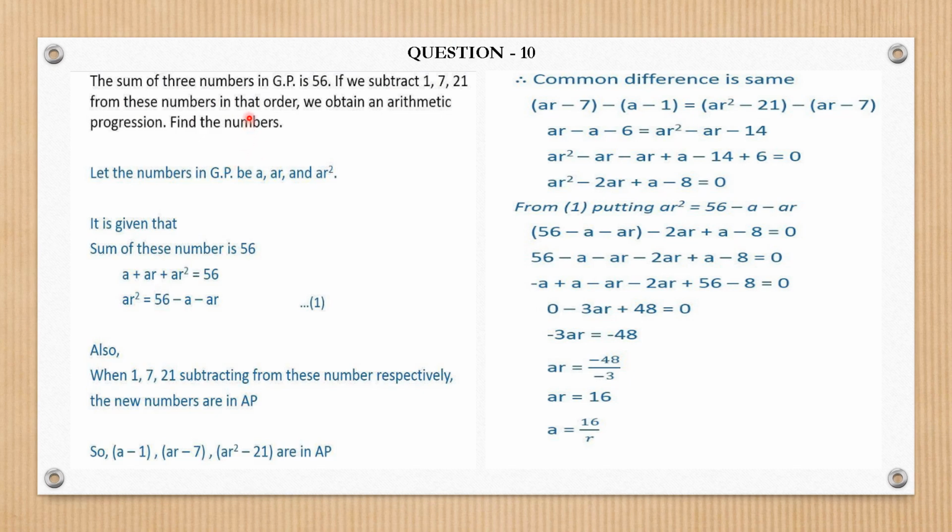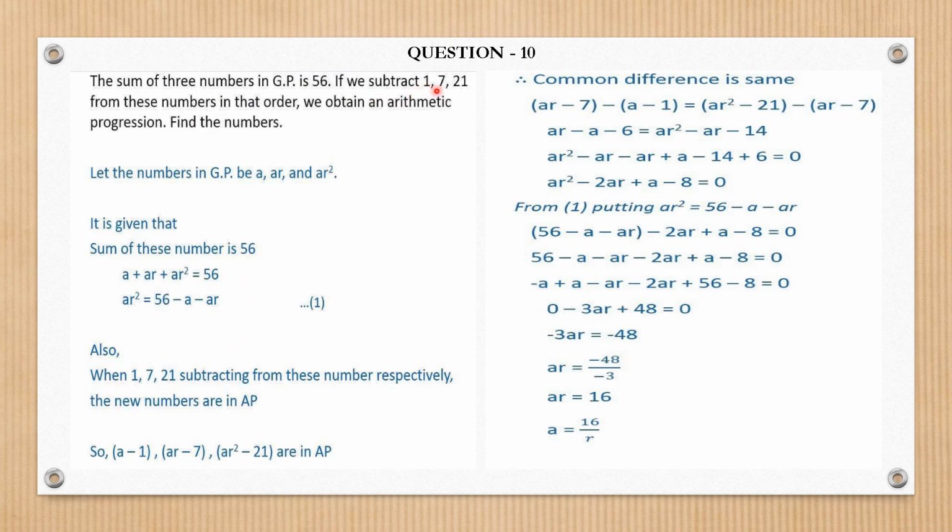So what numbers are we going to take? That is three numbers. We'll take them as A, AR, AR square, as the numbers are in GP. A is the first term, R is the common ratio. Now the sum is 56, that is A plus AR plus AR square is 56. So AR square equals 56 minus A minus AR. That is your equation number 1. You can just retain it like this also. You can take A common, so it will be A times 1 plus R plus R square equal to 56. That way also it is okay.